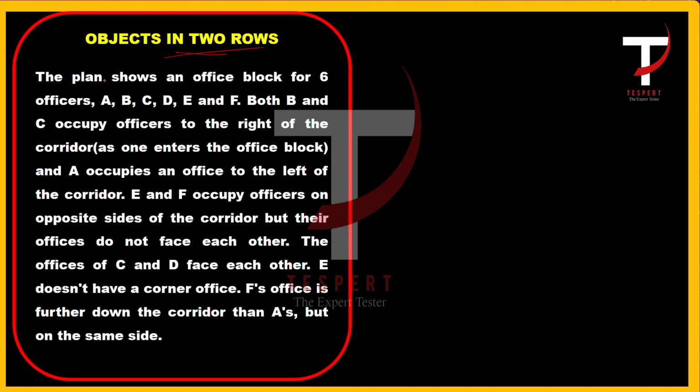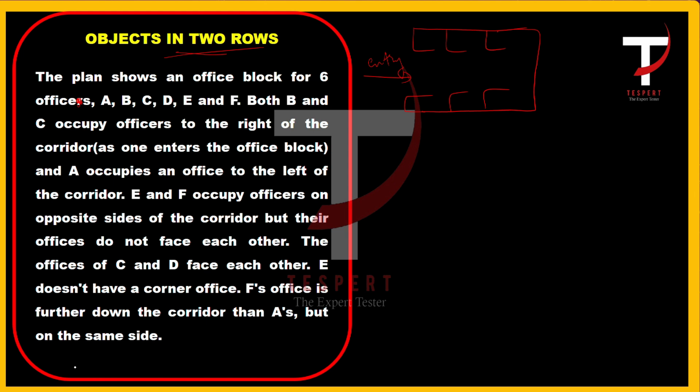The plan shows an office block for 6 offices A, B, C, D, E, and F. I will draw that. 6 offices. So this is not officers, this is offices. This is the entry. So the plan shows an office block for 6 offices A, B, C, D, E, and F.